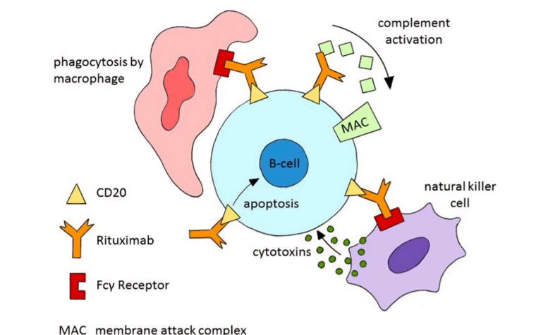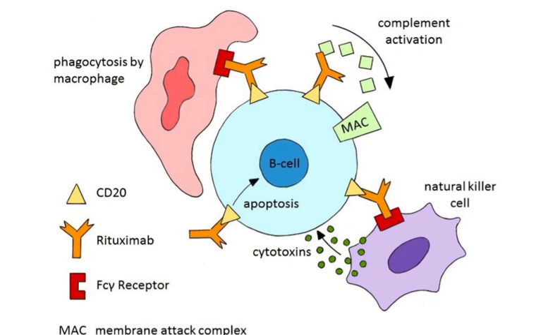Macrophage phagocytosis. Similarly, macrophages, the pink cells, utilize their Fc gamma receptor to recognize the rituximab-bound B cell, initiating phagocytosis to engulf and destroy the target cell.